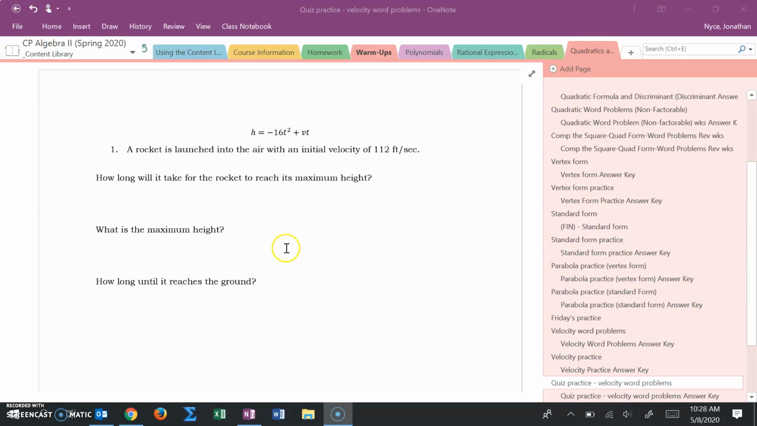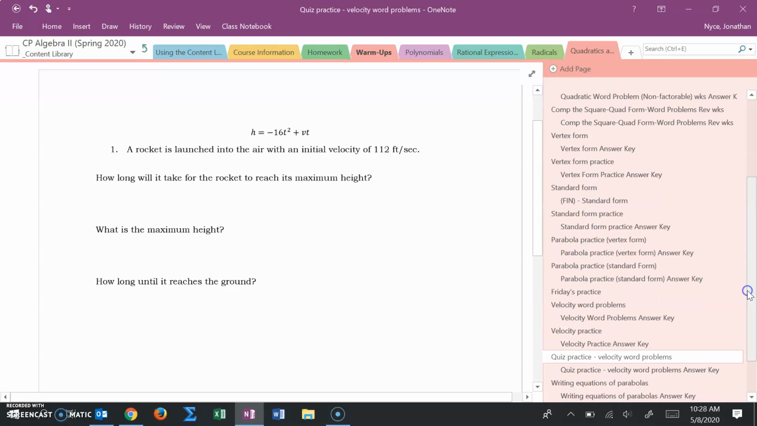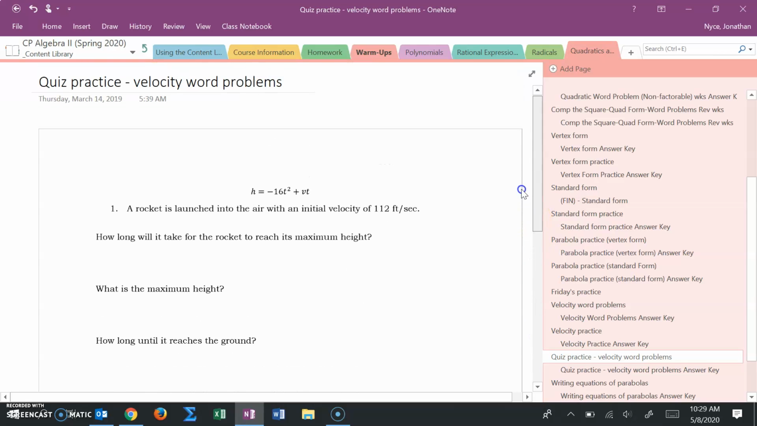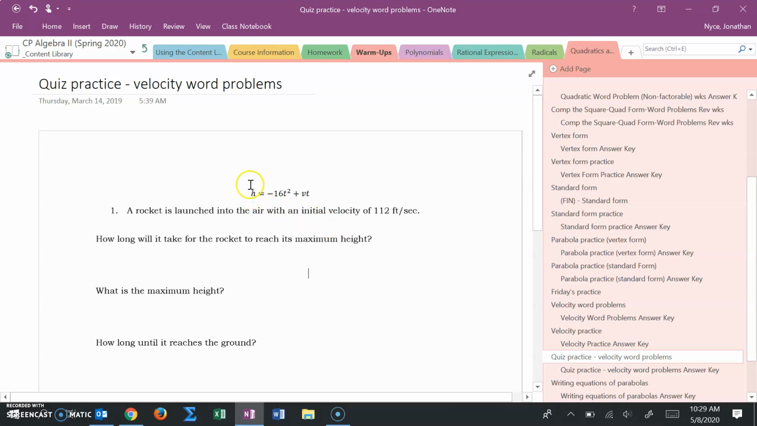Good morning. Just want to take a few minutes today to go over a couple velocity word problems. This is in OneNote right now. You have these problems. I'm going to go over just the two on the quiz practice. The idea behind these problems, they'll give you the equation, and the idea with these is primarily to find the vertex, and the vertex of the parabola will take care of a lot of the questions here.